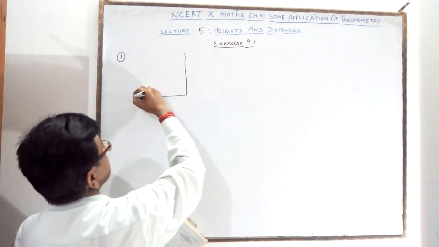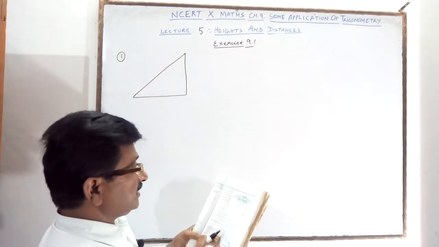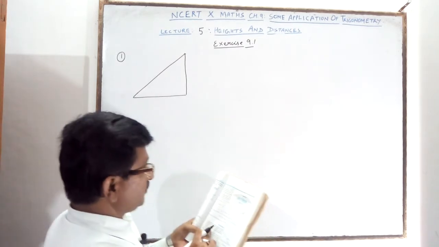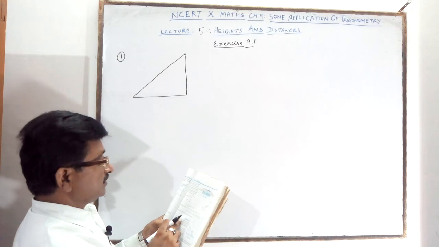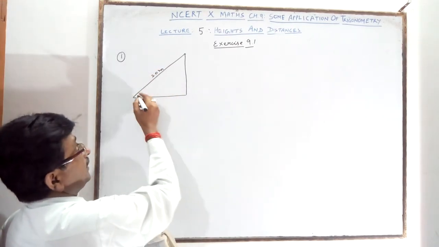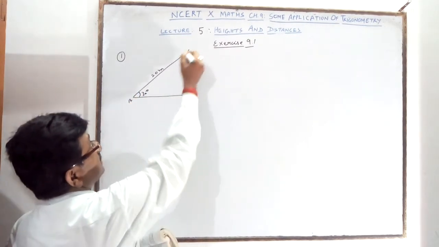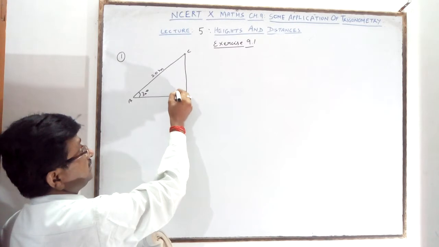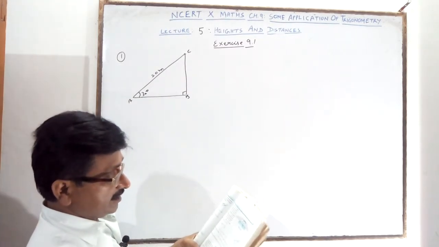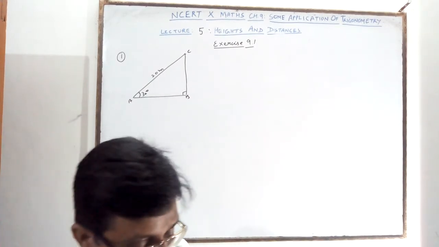A circus climber is climbing on it, and the rope is tightly stretched and tied from the top of the vertical pole to the ground. Find the height of the pole if the rope is 20 meters long. A 20-meter long rope is given, and it makes 30 degrees with the ground. AB, BC is the pole, AC is the rope, and it makes 90 degrees here. You want to find out the height.